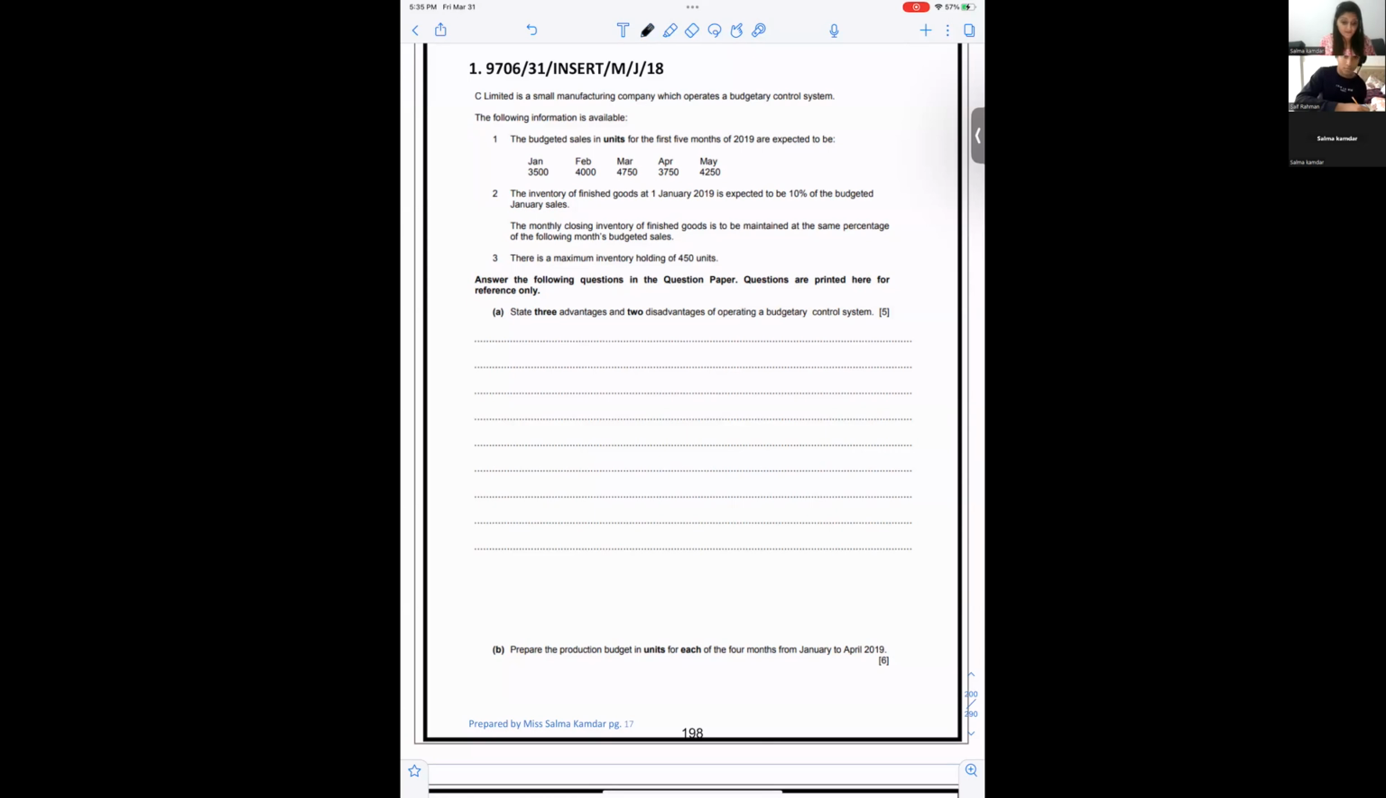Advantages of operating a budgetary control system: it compels the management to plan for the future. What else will you write? Better cost management. It aids coordination. It promotes responsibility accounting.